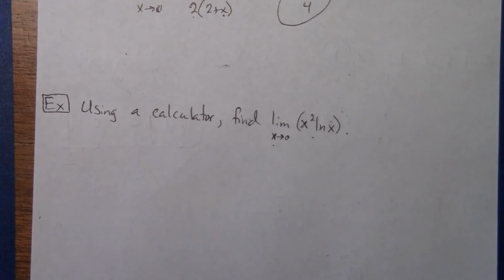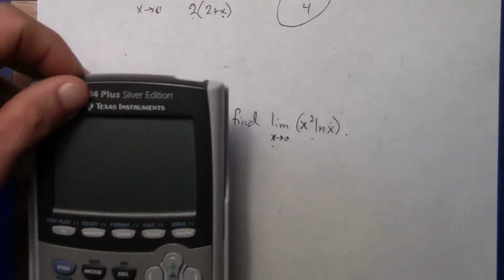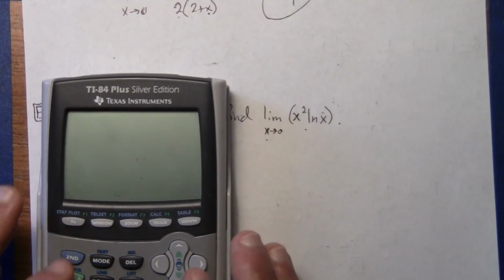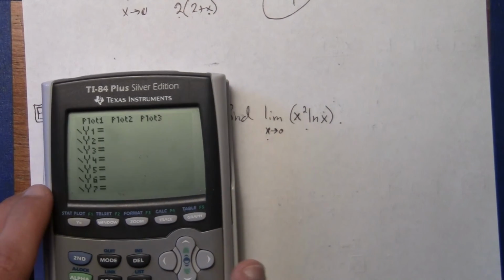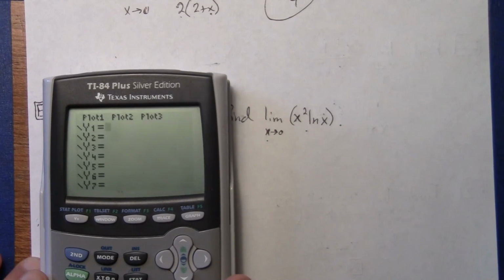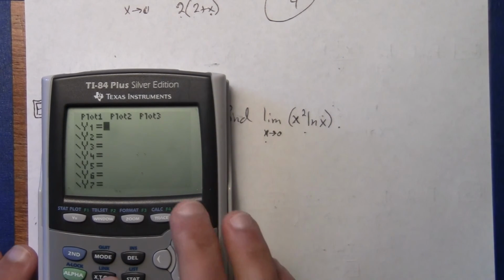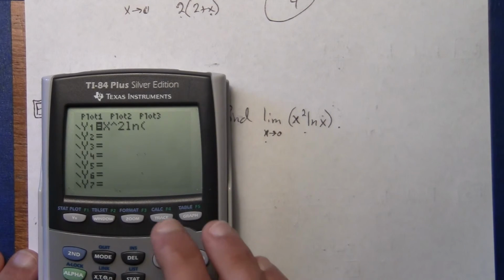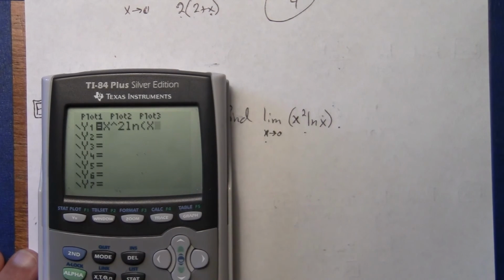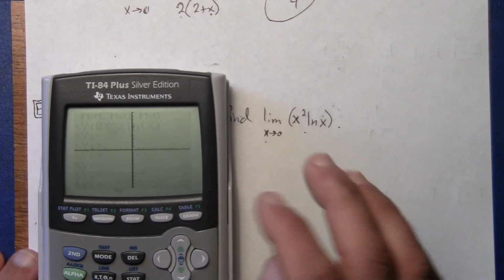Alright, the last one, asking us to use a calculator and then just write our answer down. So again, just be careful. You just have to enter the thing in correctly. So go to y is equal to, clear out anything that you might have there, and just type in x squared times the natural log of x. There we go. Go ahead and hit graph.